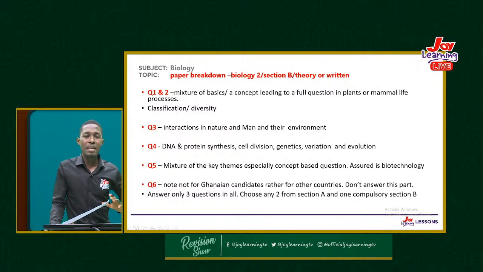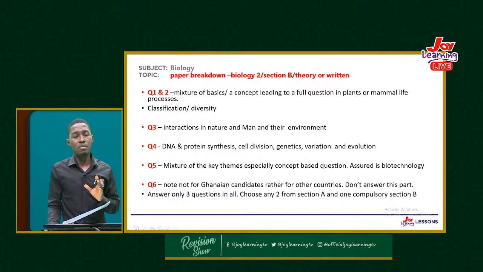Question 5 is a mixture of all the themes. It's compulsory for Ghanaians to answer. It carries 30 marks. The other ones I spoke about carry 20 marks each. If you choose 2, that will give you 40, plus the 30, giving you 70 marks. And section A is 50, giving you 120 marks.